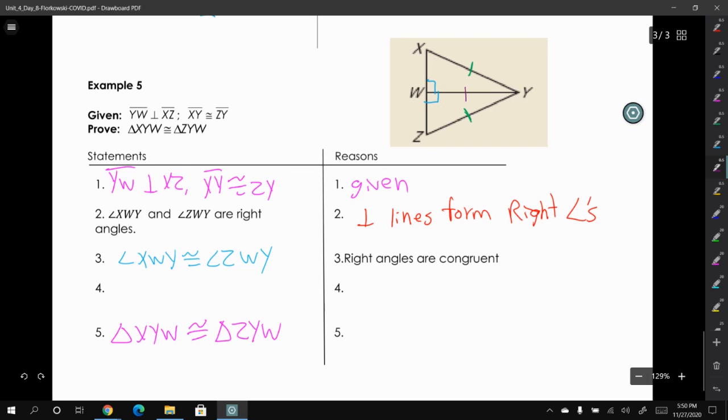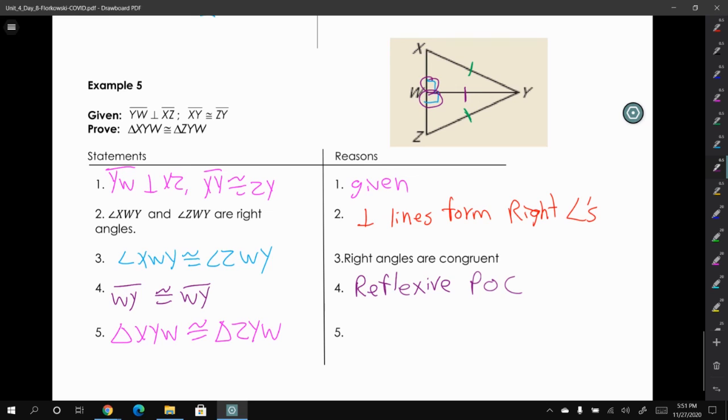Now, I see that WY is a shared side. So WY is congruent to WY. And you may be saying, well, why did you not switch them like you did in the previous problem? Well, look at where the right angle is. If we look at that top triangle, the right angle is at angle W, right here. And if you look at the bottom triangle, the right angle is at angle W as well. So that's telling us that we don't need to switch them.